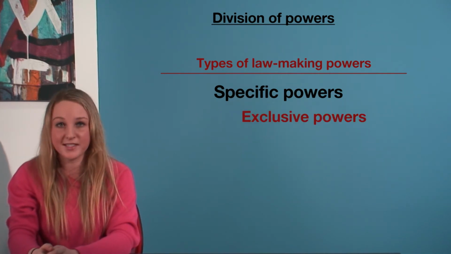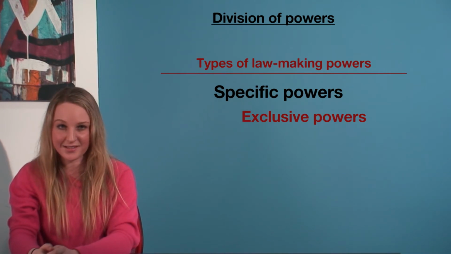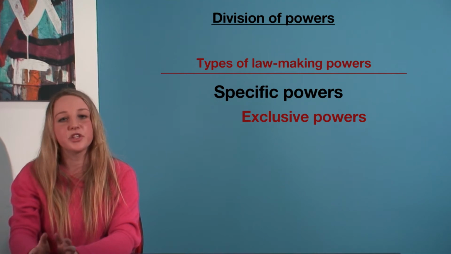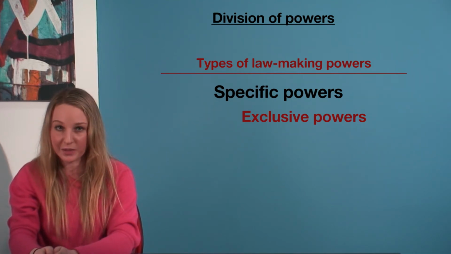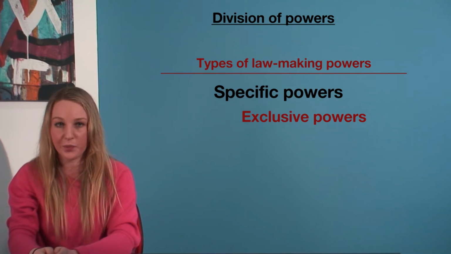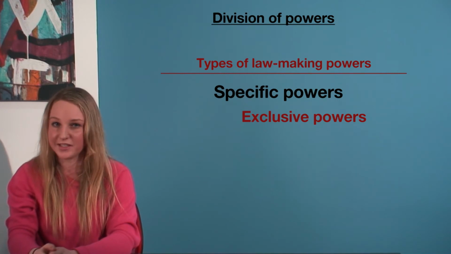The second type is exclusive powers. Exclusive powers are also specific powers. They are written in the Constitution. The point of difference is that exclusive powers belong to the Commonwealth Parliament only. As the name suggests, they are exclusive to the Commonwealth. There are a couple of ways in which we can tell that a power is exclusive.